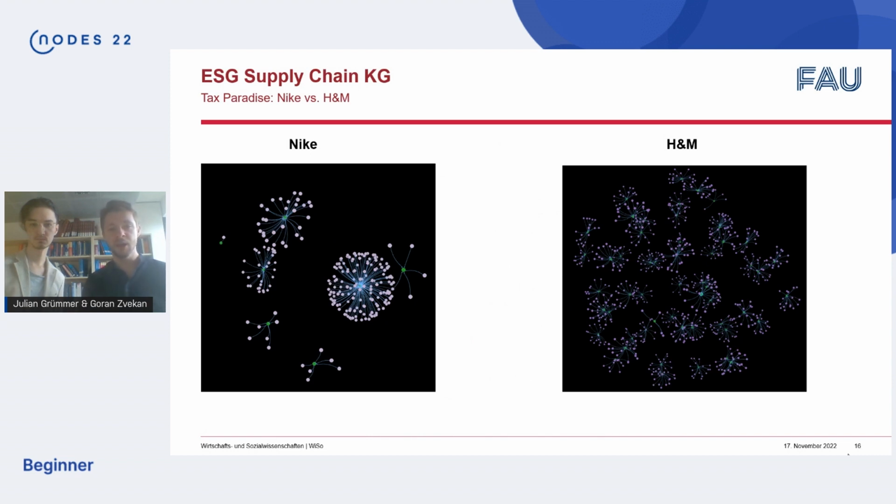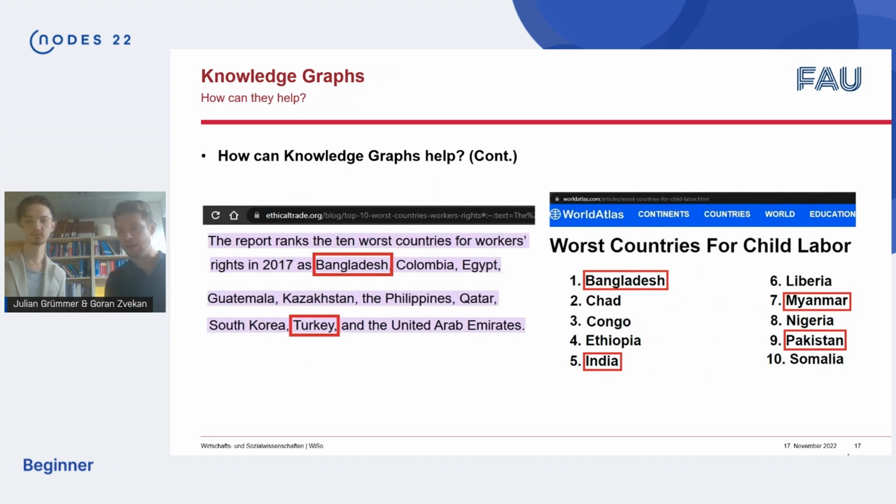For example, here you can see Nike on the left and H&M on the right. You can see that H&M has far more connections to those countries that are tax havens, tax paradises, or blacklisted by the European Union. This is interesting, and it's a starting point where we want to dig deeper into the topic. Another example, like we already said, is the worst countries for workers' rights or the worst countries for child labor.